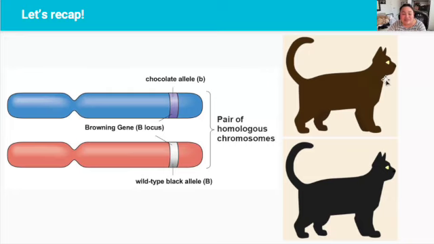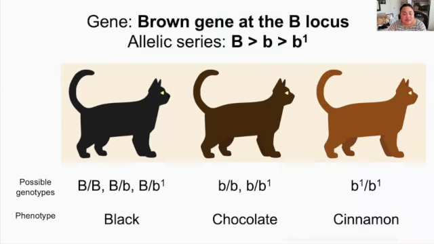This was the lie. The brown gene located at the B locus actually has 3 possible alleles. So the third allele is little b1, which is cinnamon. Cinnamon is recessive to both black and chocolate alleles. So for a cat to express the cinnamon phenotype, they must have 2 copies of the recessive little b1 allele.